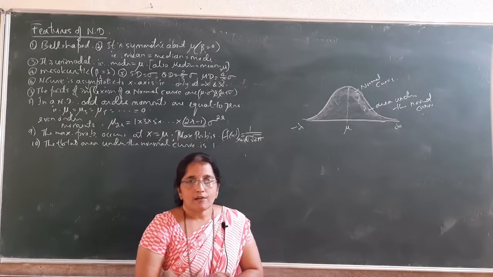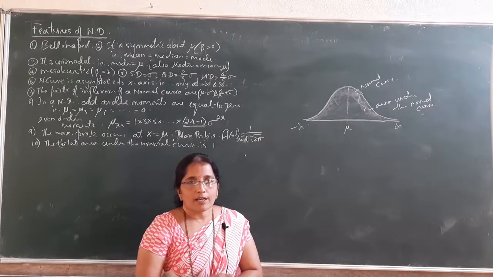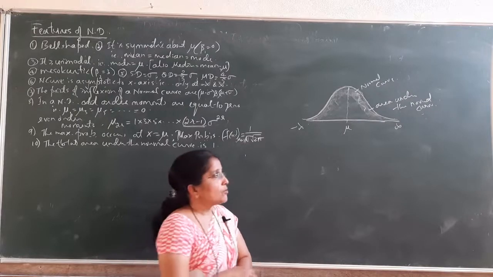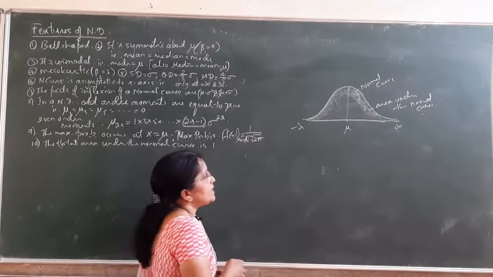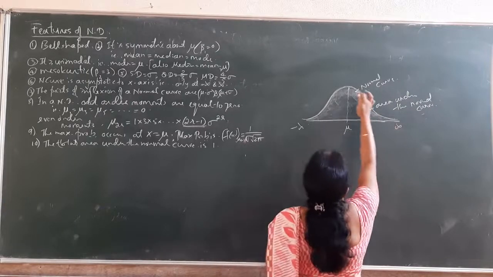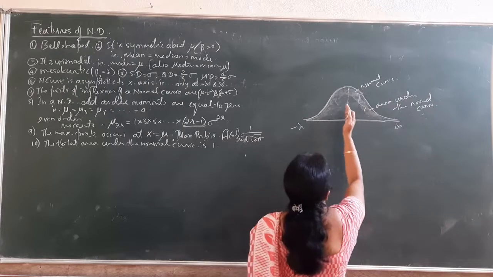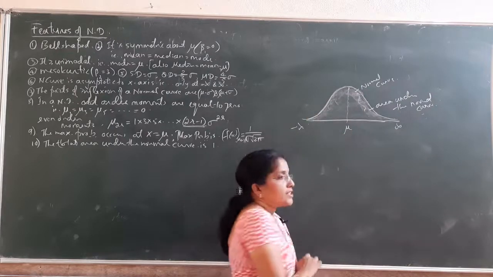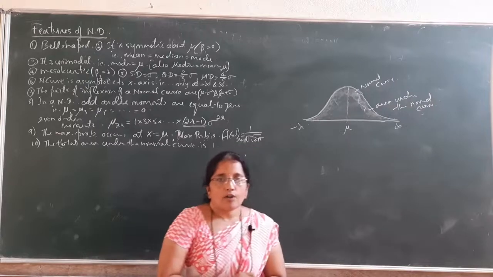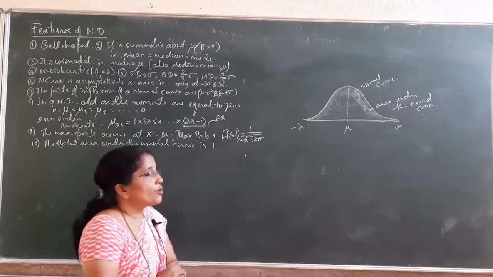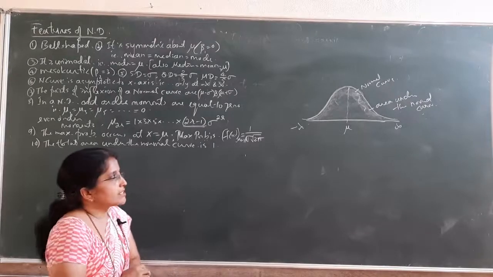What is the total area? 1. So, what is half of the total area? Half of 1, that is 0.5. Therefore, we can say in a normal distribution, the area to the right of mu, that is this area, is equal to the area to the left of mu, that is this area, which is equal to half or 0.5. This is one more very important note you must keep in mind.